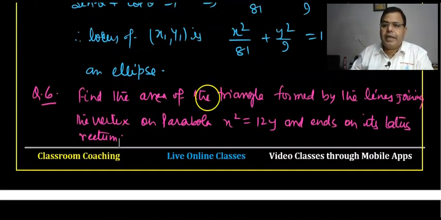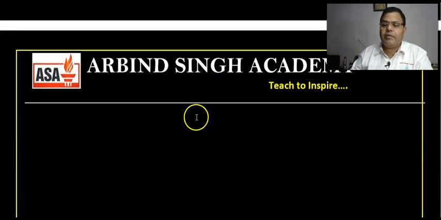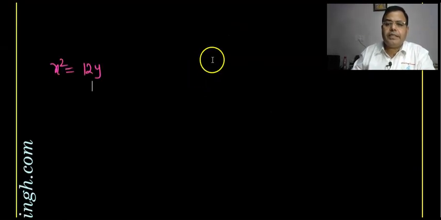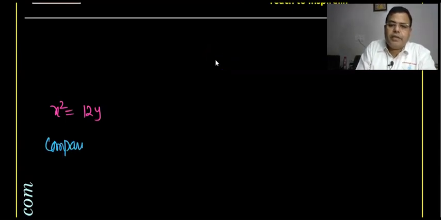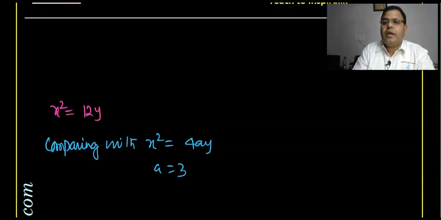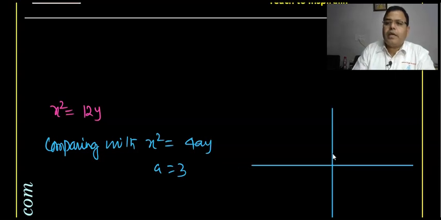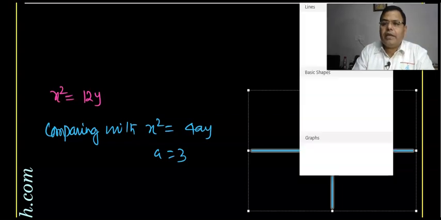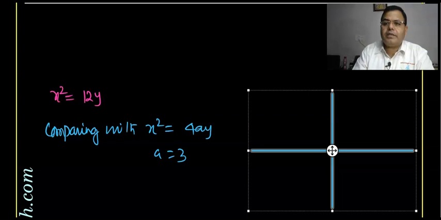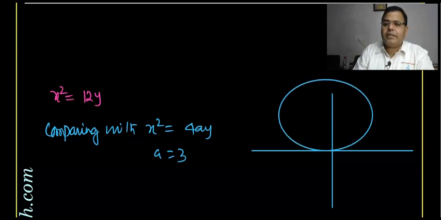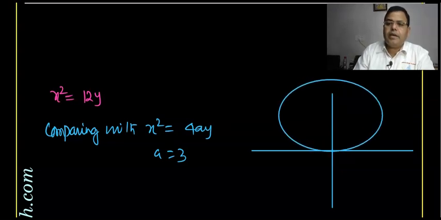Here we have to calculate the area of the triangle formed by the lines joining the vertex of the parabola. The parabola is x square is equal to 12y. Comparing with x square is equal to 4ay, a is equal to 3, and the parabola will be along the y-axis.